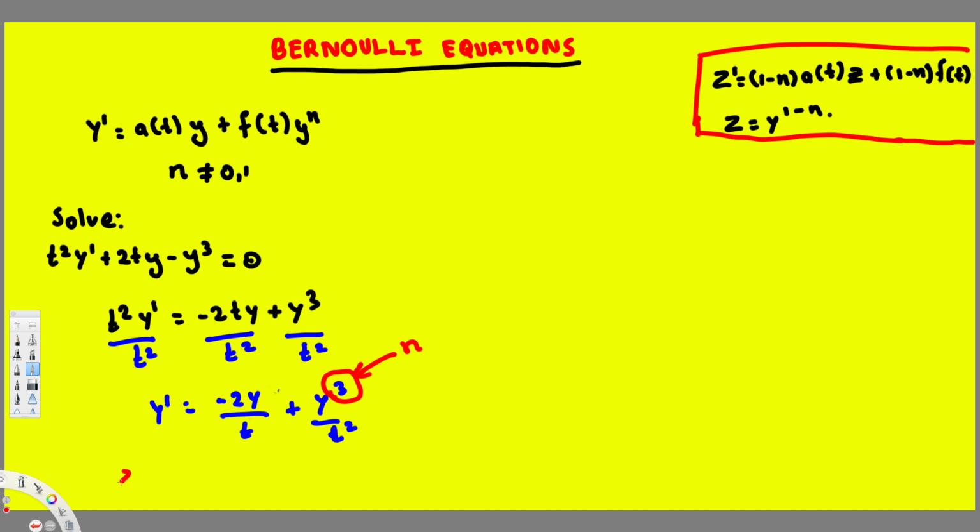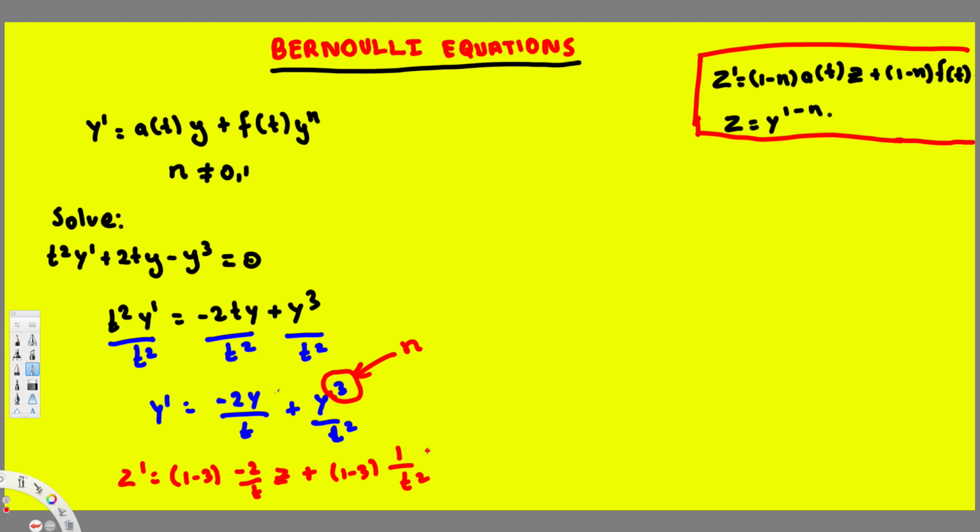So here what we're going to have is z prime is equal to 1 minus n. We know that n is 3, so this is going to be 1 minus 3, and then here we are going to have the function of t, right? So here we have the function that is negative 2 over t, and instead of this y, we replace that one with z. So here we are going to have z plus then 1 minus 3 again, and then f of t, the function of t. So here we shouldn't write this y, we just write the function of t, that is 1 over t square, right? So this is going to be times 1 over t square.